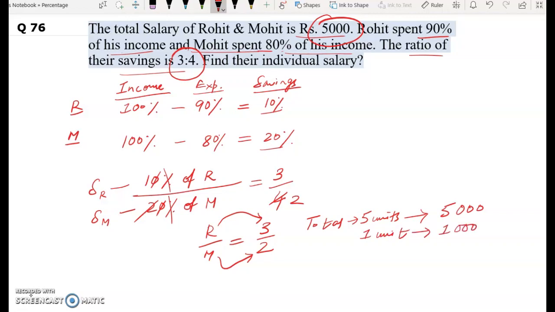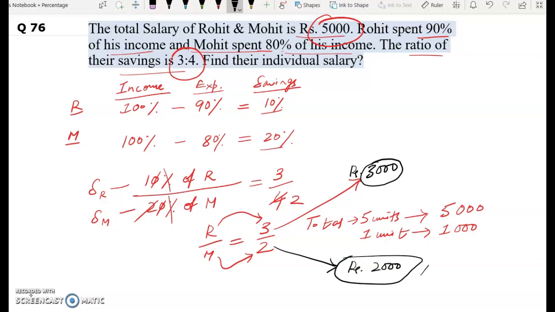Now in this question we need to find their individual salary. So Rohit is 3 units. So 3 units will represent how much? 3 into 1,000. 3,000 rupees. And for Mohit it's 2 units. So 2 into 1,000 will give us rupees 2,000. So this is our answer.